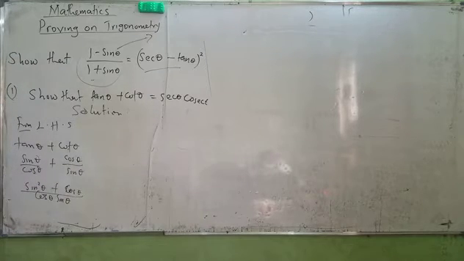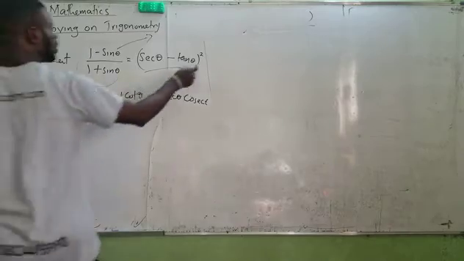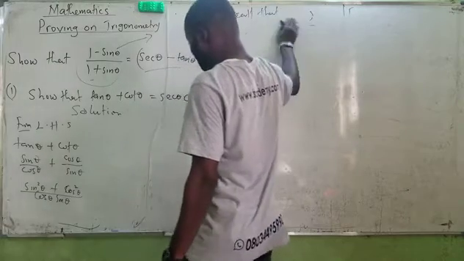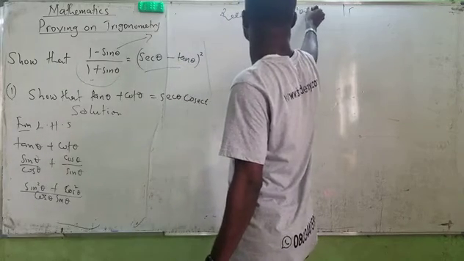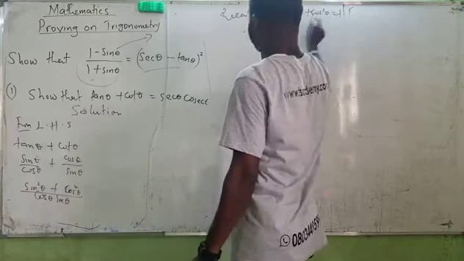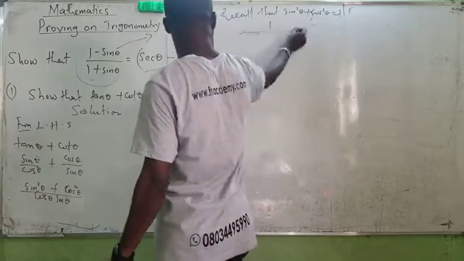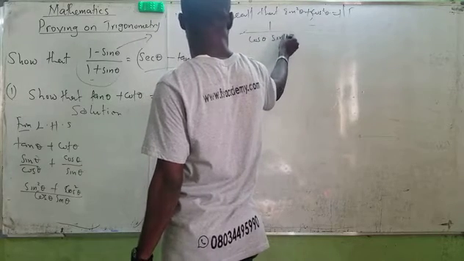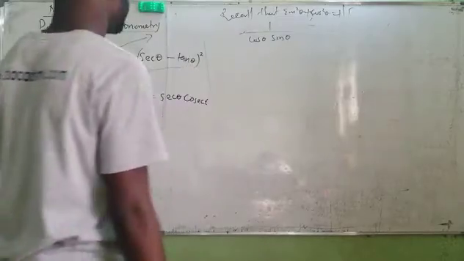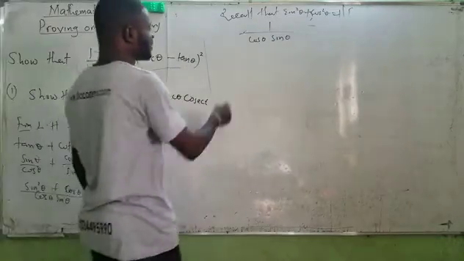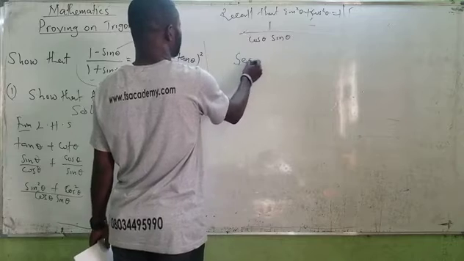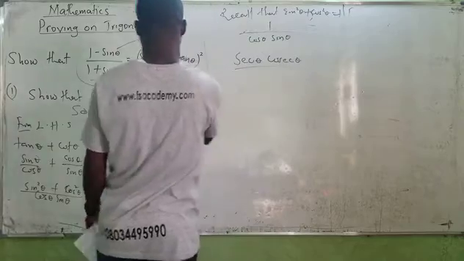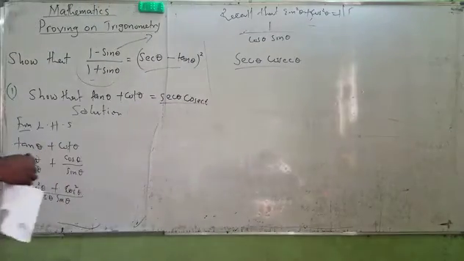Now, we know, recall, that sine square theta plus cos square theta equals 1. It means I can say that 1 divides cos and sine. Now, by so doing this, I'll have sec theta cosec theta, which equals this. That's all. That is all.